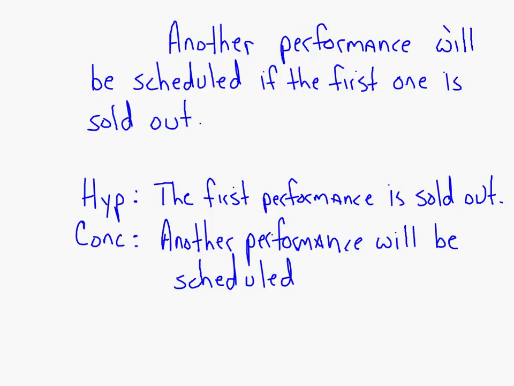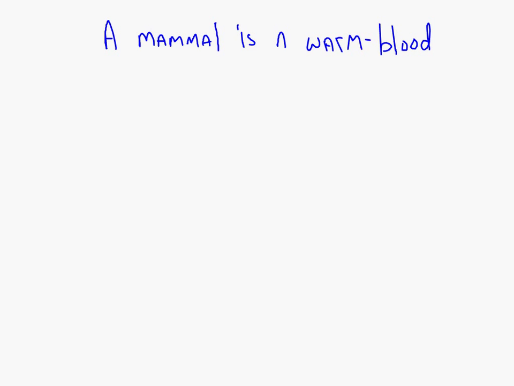Yes, sir. Okay, good. Turn the page. 108, example 2. Now you're going to write an if-then statement. Identify the hypothesis and the conclusion for each conditional statement, then write the statement in if-then form. Let's go with a mammal is a warm-blooded animal.